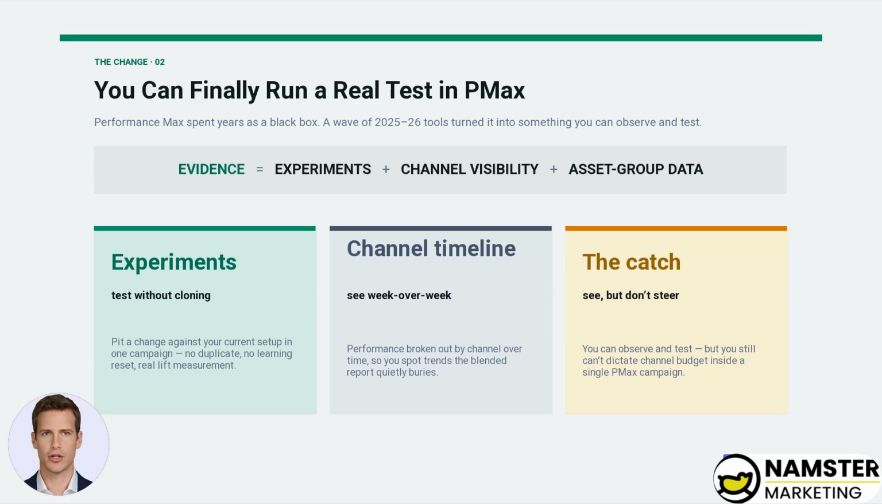Experiments allow us to test changes without the need for cloning. Channel visibility lets us see week-over-week performance broken out by platform. Asset group data provides the granular insights needed to understand what creative is actually working. While we can now see much more, we must acknowledge the catch. We can observe and test, but we still cannot directly dictate channel budgets within a single campaign.